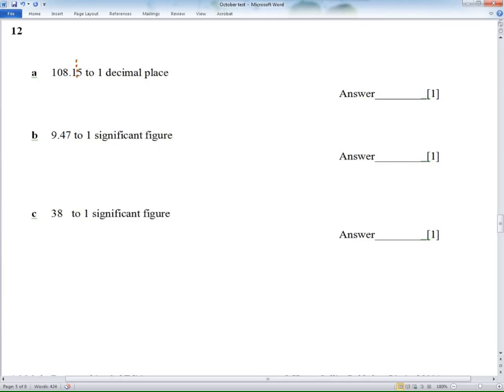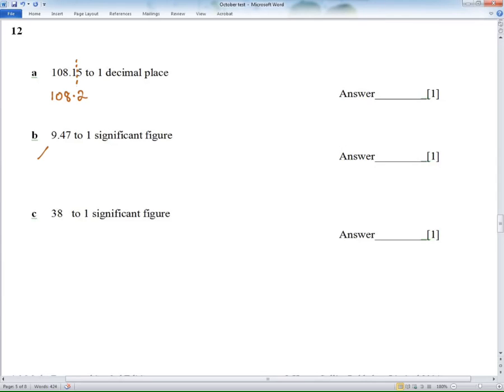Question 12, or not question 12, it probably appears as something else on your exam. So let's look here. 108.15 to 1 decimal place. We don't need to do this, but just for the purposes of this question, I put a dotted line here after the first decimal place. 5 rounds up, so we get 108.2.